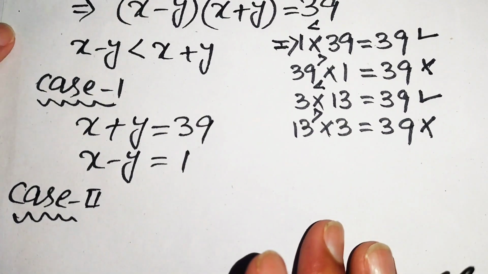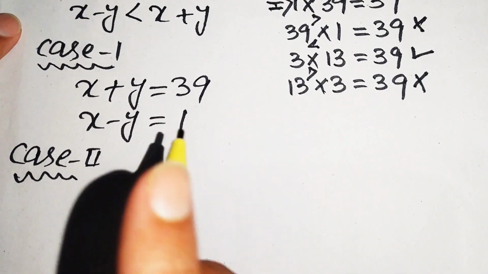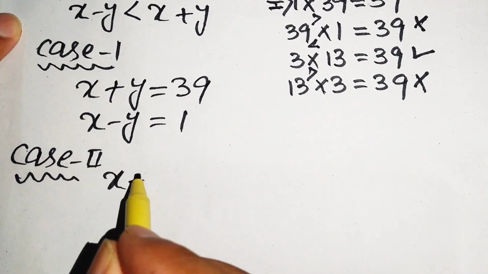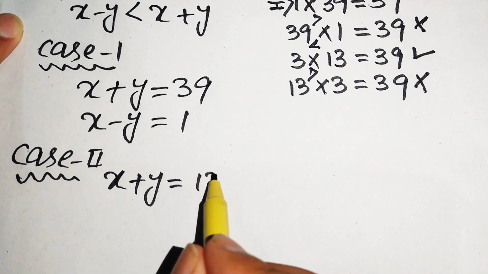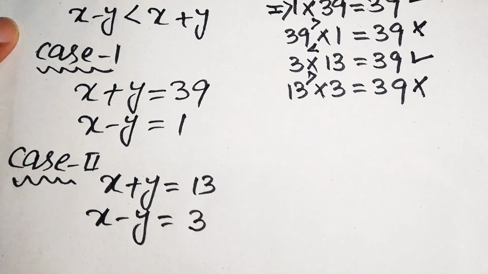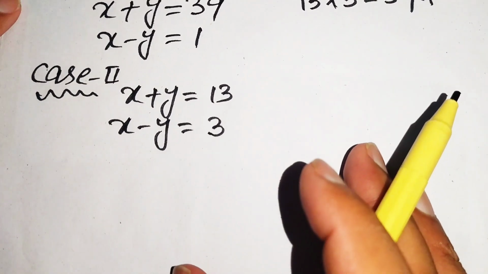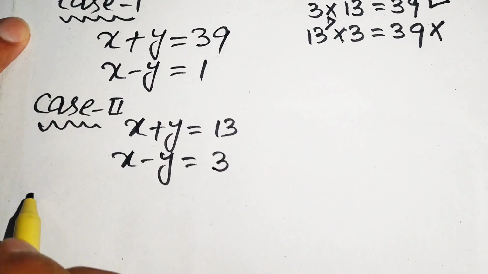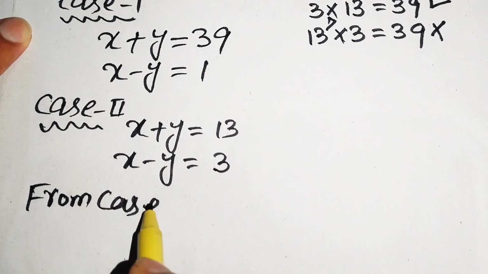So in case number 2 we compare the left hand side with these values, and here we write that x plus y equals 13 and x minus y equals 3. So we have these two cases, and now we can solve these two cases, and first we find the values of x and y. So here we write from case number 1.